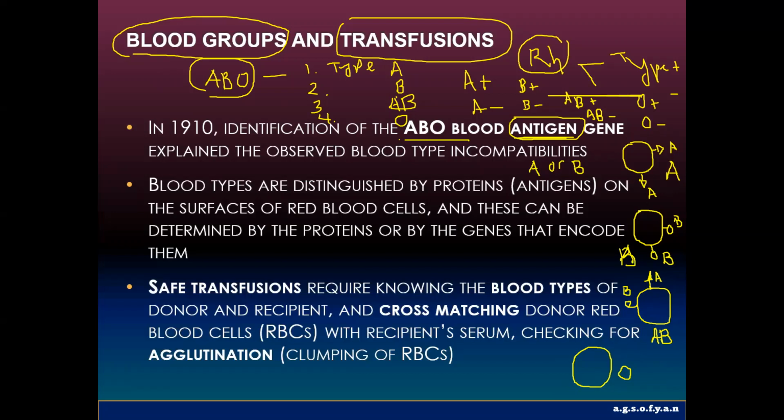Now, how to test this? How to identify? To identify someone's blood, we can combine their blood with serum that carries antibody A or antibody B. So that's how to test someone's blood type.